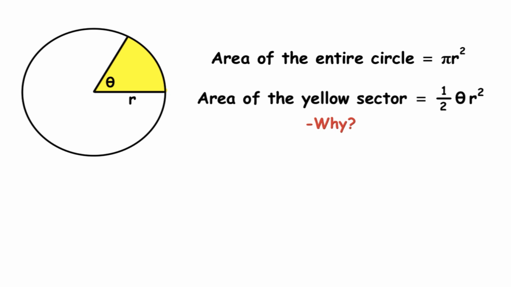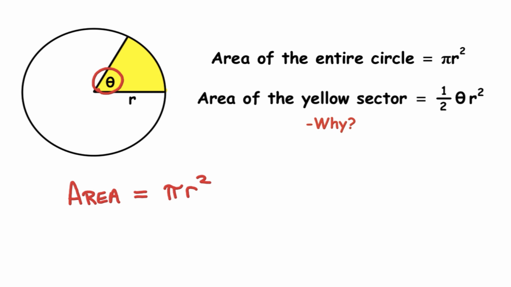And I'm asking you, why is that true? Well, here's the reason. Again, we know that the area is going to be pi r squared for the entire circle. But let's say that this angle here, theta, was 45 degrees. Well, then it would only be 1/8 of the circle, and 1/8 is 45 over 360.